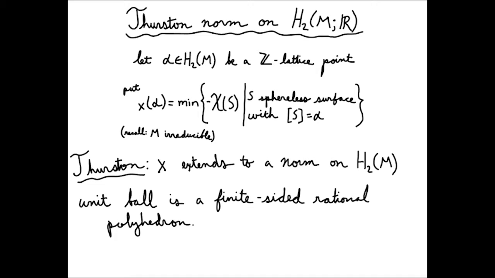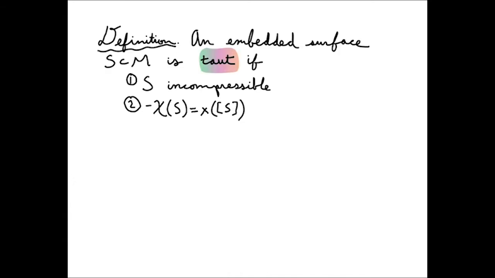What Thurston showed is that this function x extends to an actual vector space norm on second homology, so that's saying that it satisfies the triangle inequality, and it's linear on rays through the origin. And he showed that the unit ball is a finite-sided rational polyhedron. So there's my sorry picture of a finite-sided rational polyhedron. It's supposed to evoke what one of these balls might look like.